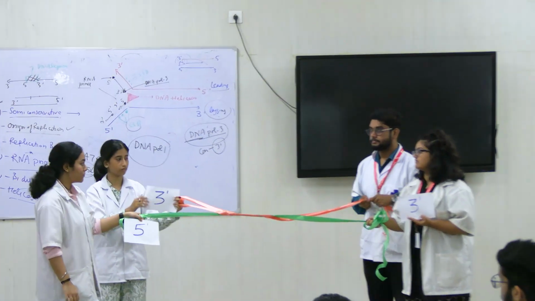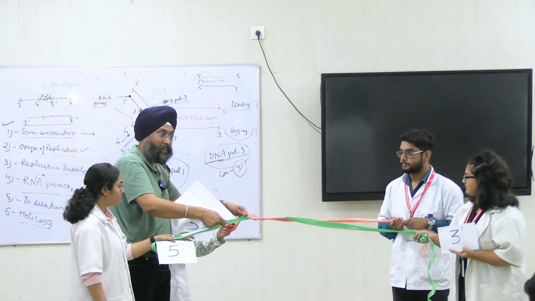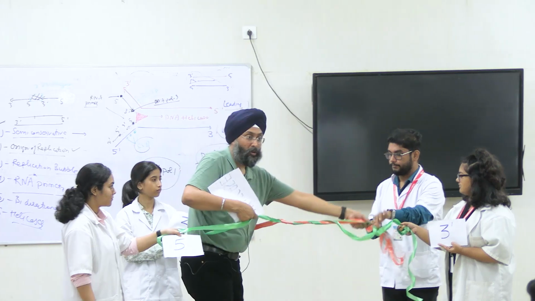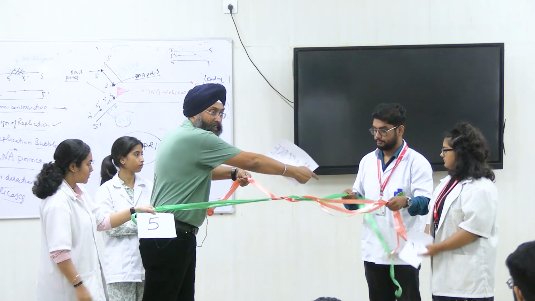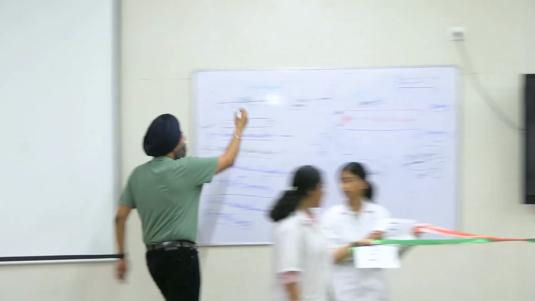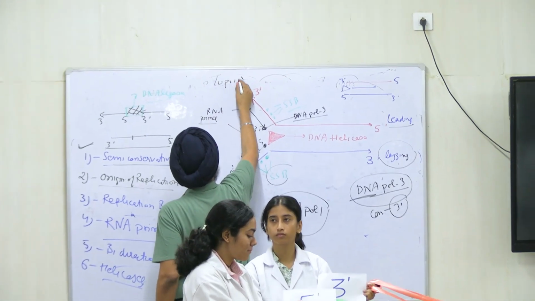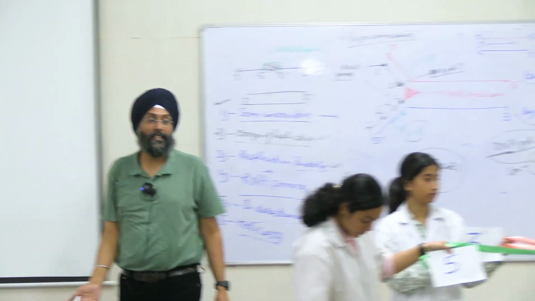First point was DNA helicase. It will unwind the strands. When I unwind them, there will be formation of supercoils on this side. These supercoils are overcome by DNA topoisomerases. Right? I think it is easy for you now to remember the enzymes and the concept.